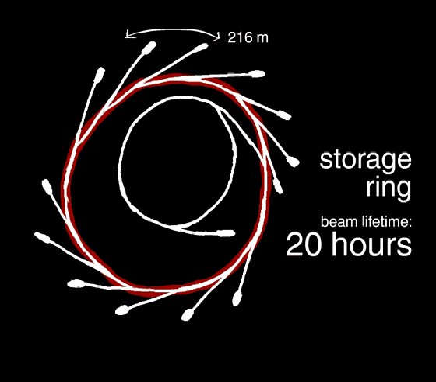The electron beam that circulates through this storage ring constantly emits this synchrotron radiation. This is a largely uncontrollable thing.